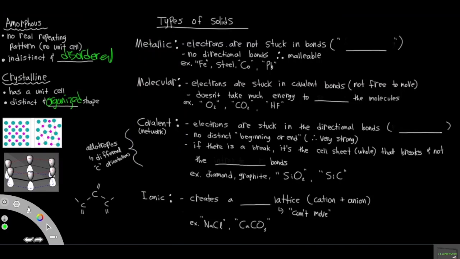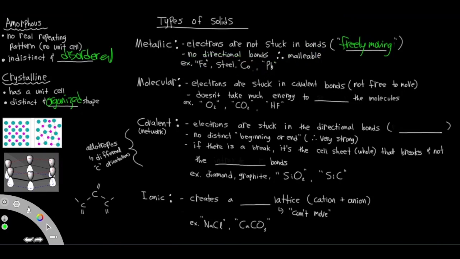For the metallic, electrons are not stuck in the bonds, which means they are freely moving. They're freely moving because the electrons can go from one ion to the next, no problem. So they're not confined in any directional bond. They're free to move around wherever they wish, and hence why they are malleable as a trait.